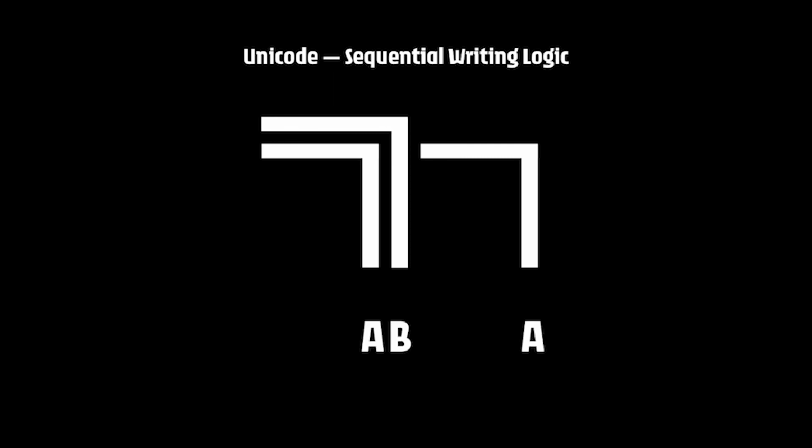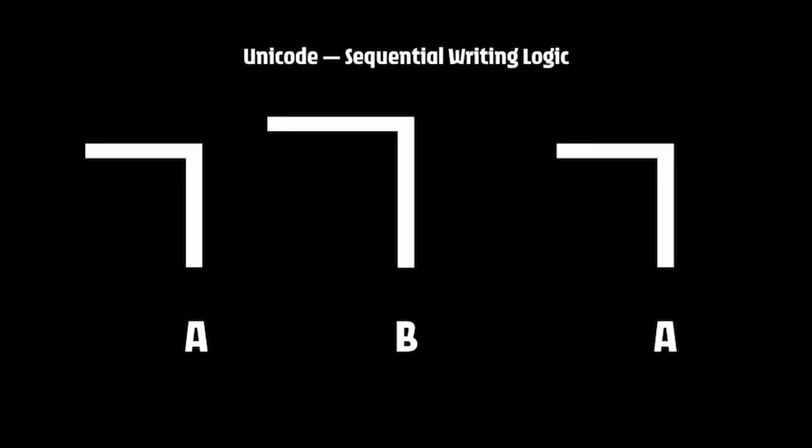Let's take this simple form, and let's look at this from the Unicode perspective, from a sequential writing logic. With a sequential writing logic, we would need 3 letters, because the second has a different shape, so this has to be a different letter. So we have A, B, and the third one is the same again, so this would look like that.